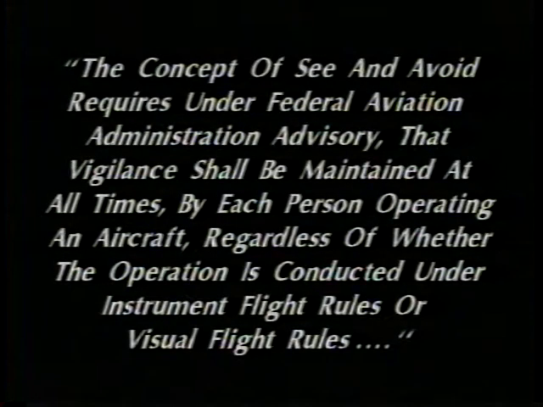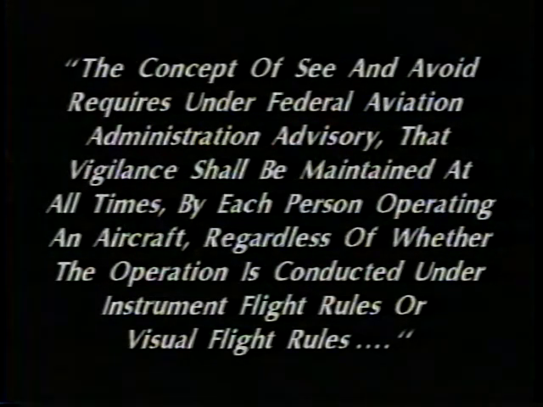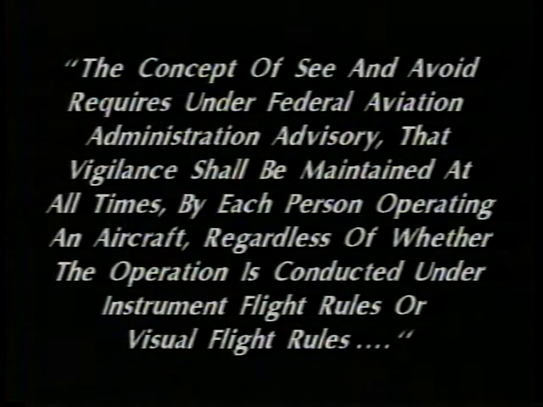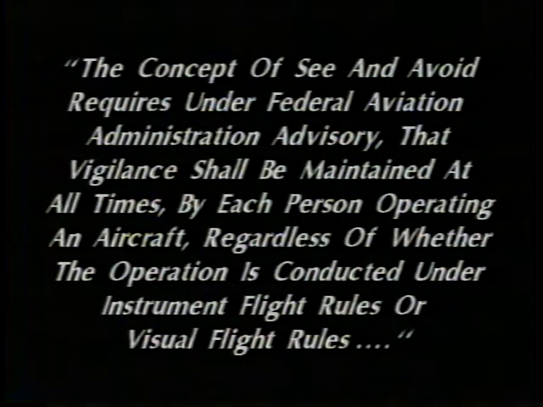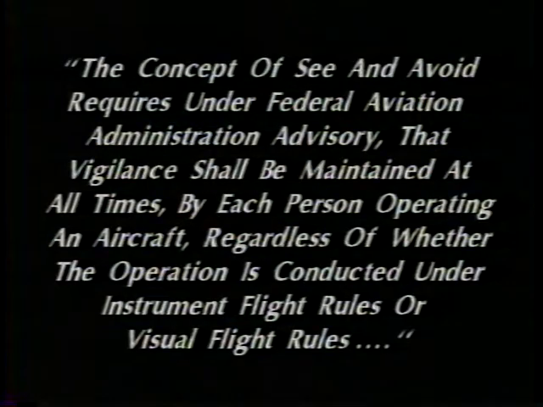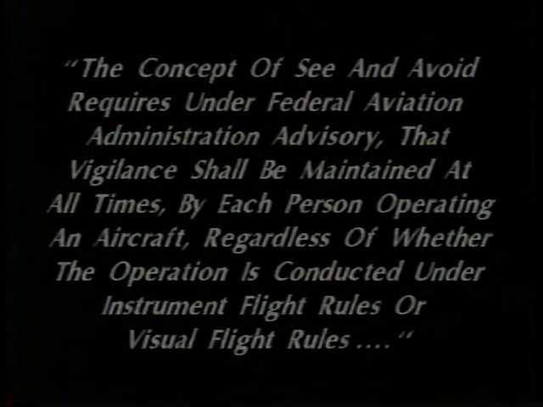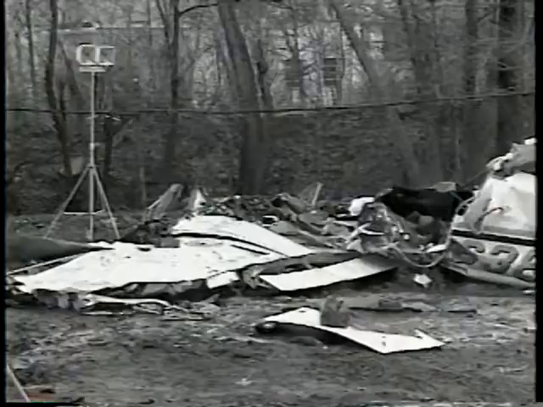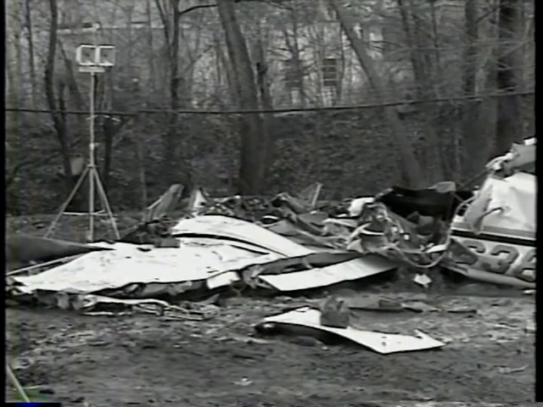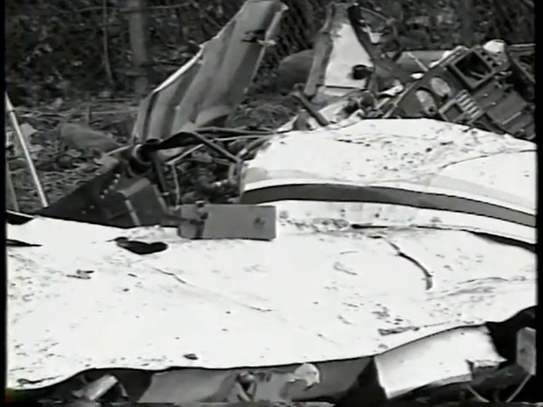The concept of see and avoid requires, under Federal Aviation Administration advisory, that vigilance shall be maintained at all times by each person operating an aircraft, regardless of whether the operation is conducted under instrument flight rules or visual flight rules. Effective scanning is accomplished with a series of short, regularly spaced eye movements that bring successive areas of the sky into the central visual field. Each movement should not exceed 10 degrees.